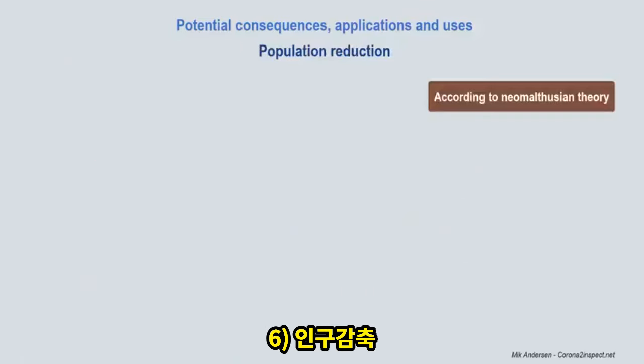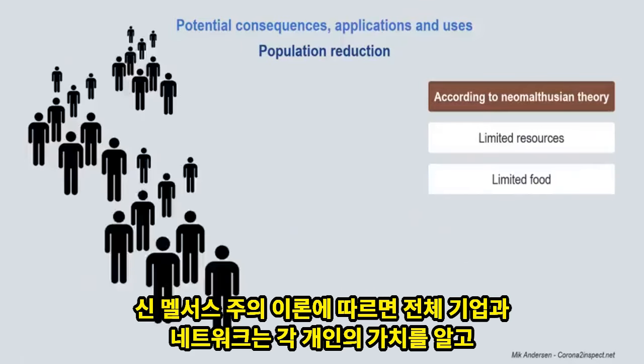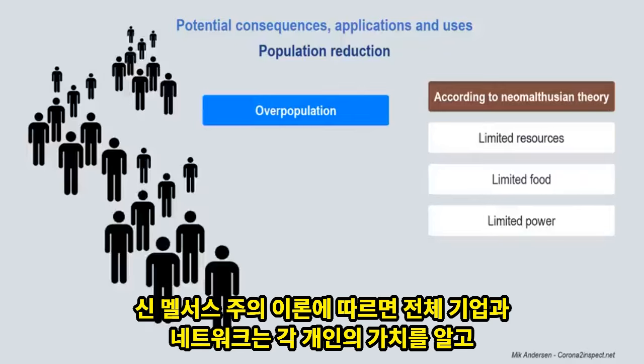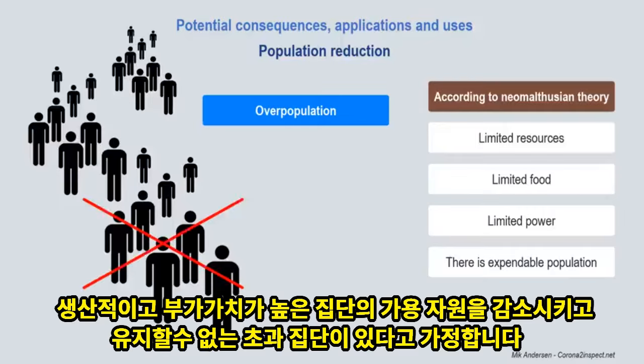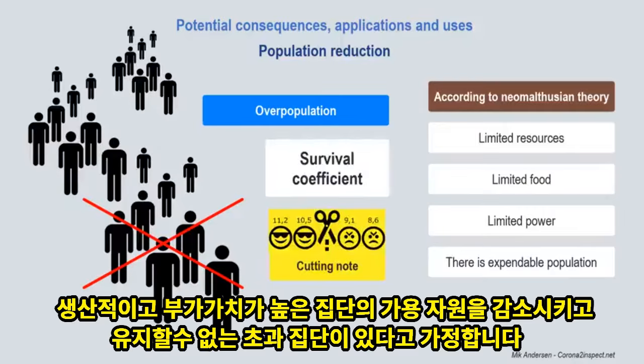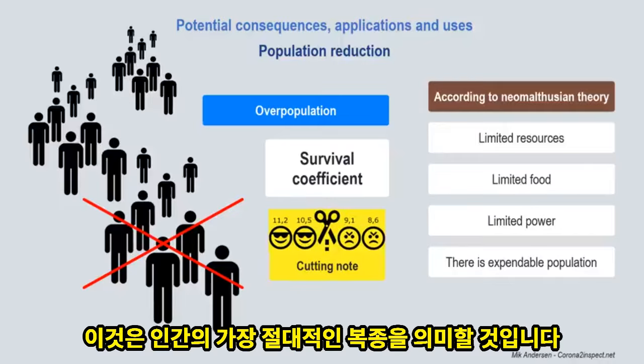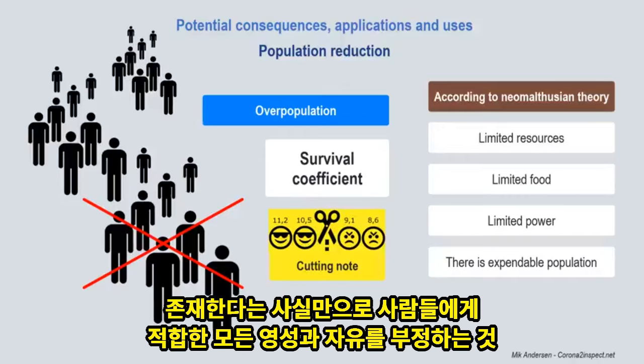6. Population reduction. According to the Neo-Malthusian thesis, the intracorporeal network would make it possible to know the value of each person and determine what part of the population should be eliminated, presupposing that there is an excess population that cannot be maintained and that reduces the resources available for the part of the population that is productive and of greater added value. This would mean the most absolute reification of the human being, denying all spirituality and freedom that are proper to people, by the mere fact of existing.